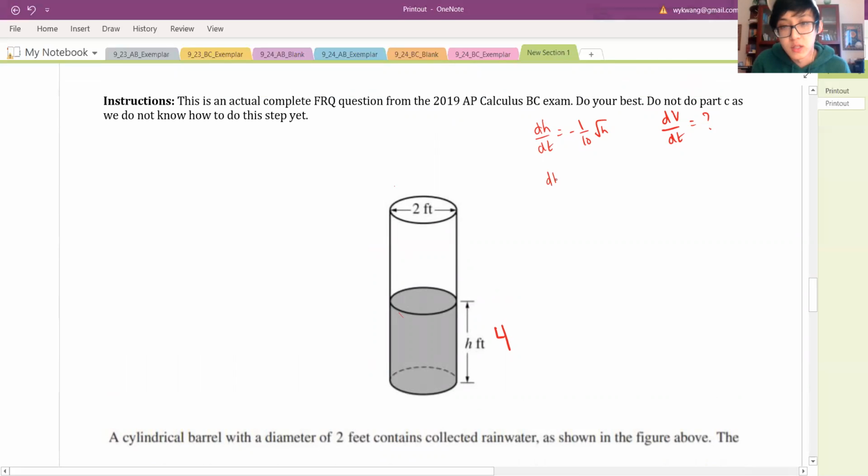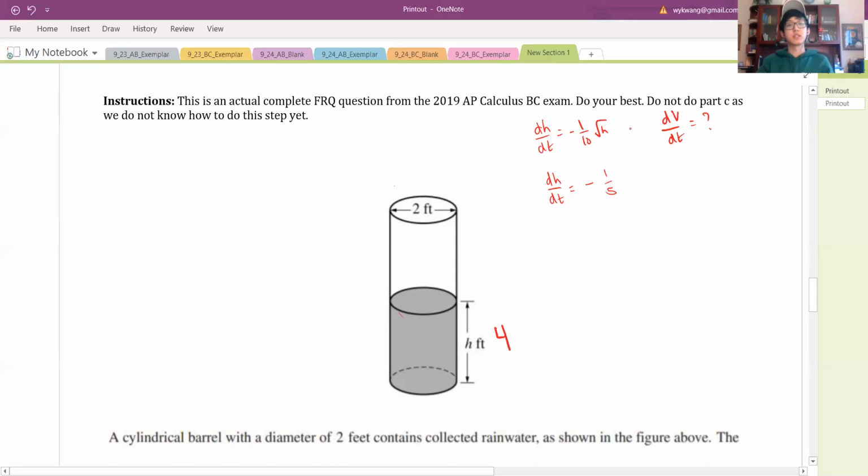dH over dt at h equal to 4 is -1 over 10 root 4, which is -2 over 10, which is -1/5. So I actually do know what dH over dt is equal to. It's equal to -1/5 at this specific height. If it's a different height, then it will be different.